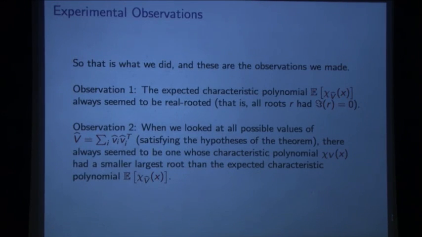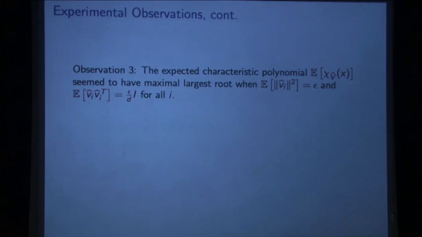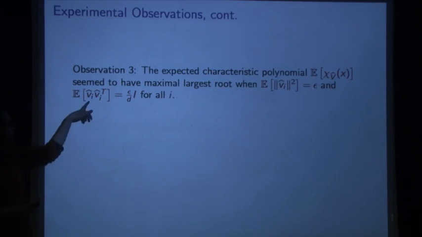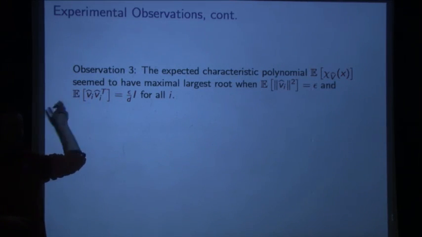Okay, you mean that it had a smaller largest root than the largest root of the expected? Yes. So somehow there was always something that did better than the expected. The third observation was when we looked at these expected characteristic polynomials and optimized over them to see what the worst case scenario was, they always seemed to have the maximal largest root when all of our vectors were the same size, and when all of our random vectors, actually their expectation was the same.